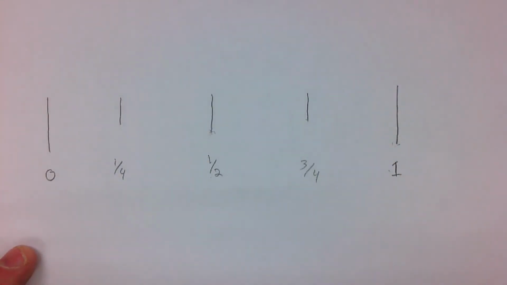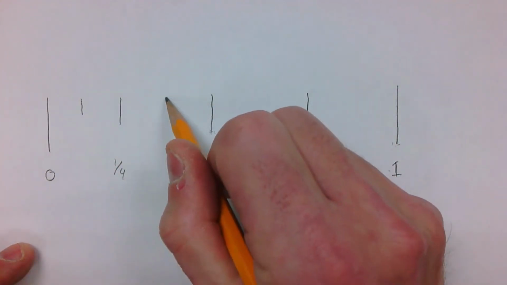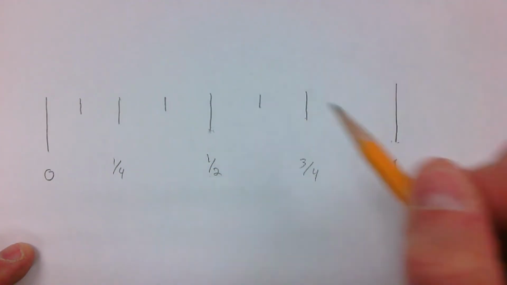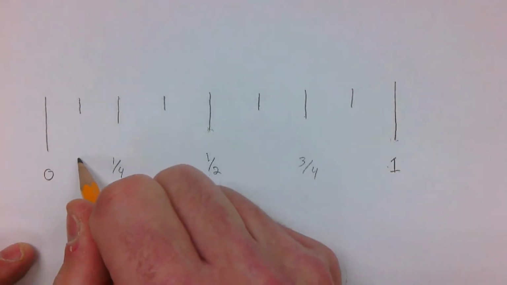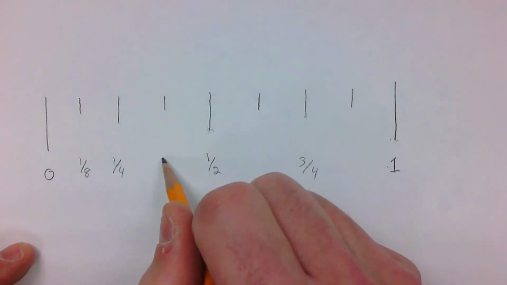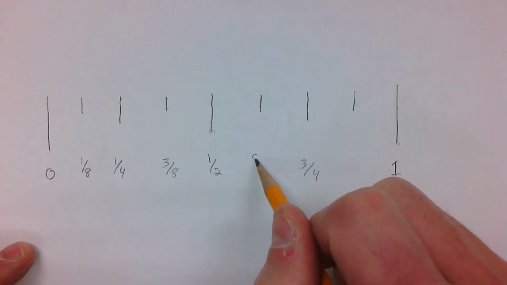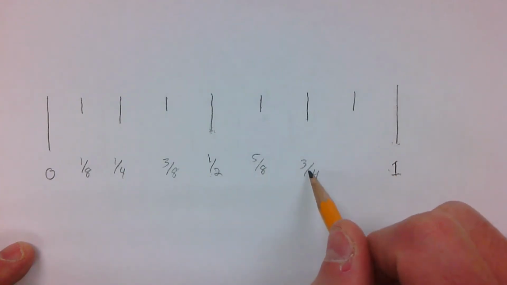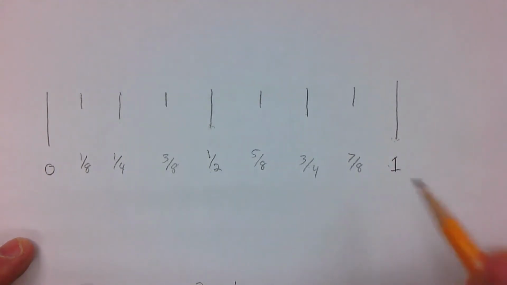We want to break this up again into 1/8 of an inch. So 1/8 of an inch, same thing. Your marks are going to be halfway between the fourths. They're going to be a little bit shorter as well. All right, so this is going to be 1/8. This is 2/8. Now we got 3/8, 4/8, 5/8, 6/8, 7/8, and 8/8 equals 1.